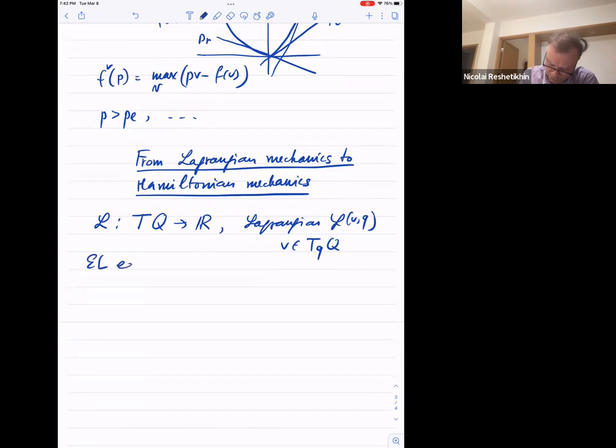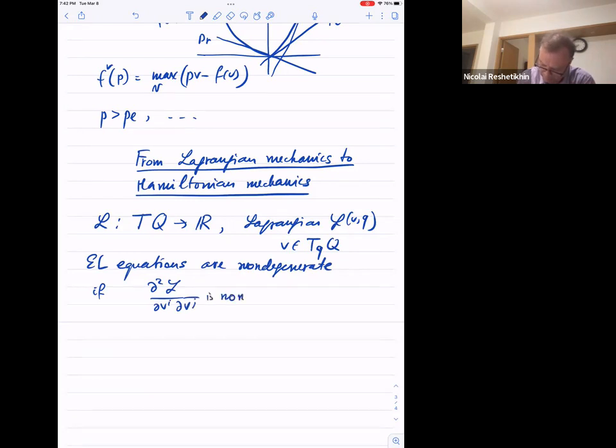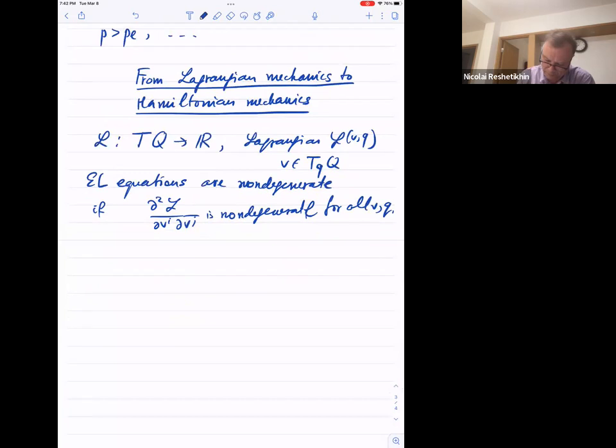So first we agree on the fact that these Euler-Lagrange equations are non-degenerate, in the sense that there is a local solution to a Cauchy problem if the matrix of second derivatives is non-degenerate for all v and q.